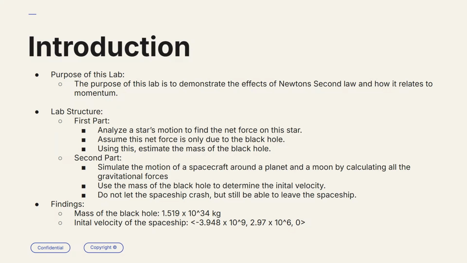This lab is structured in two different parts. The first part is to analyze the star's motion to find the net force on the star. We have to assume that force is only due to the black hole, and we use this to estimate the mass of the black hole.